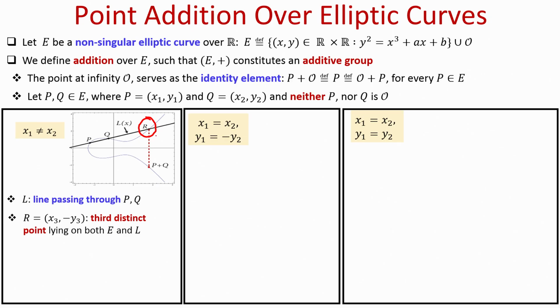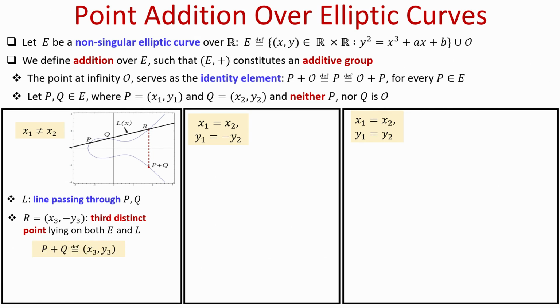In this particular example in the pictorial representation, the y coordinate of R is actually positive, but that need not always be the case. That is why I am just representing it as minus y3, because if for instance your Q had been here, then on passing the straight line through P and Q it would have met somewhere here, and the y coordinate of R would have been a negative coordinate. So, irrespective of what exactly is the case, it is just a notational issue. The third distinct point at which the line intersects the elliptic curve is denoted as R, whose x coordinate is x3 and the y coordinate is minus y3.